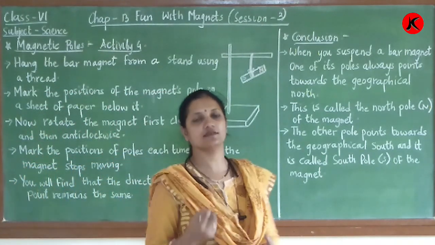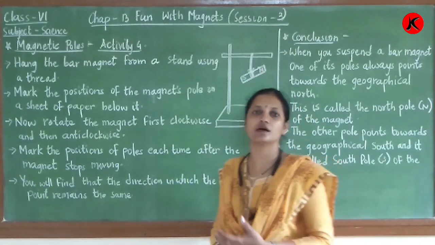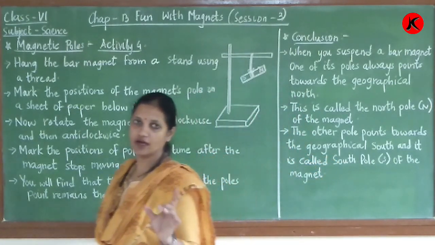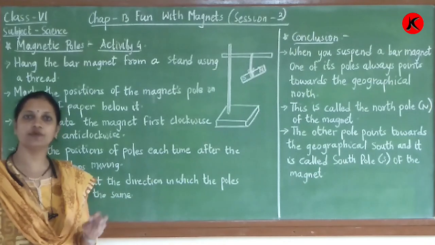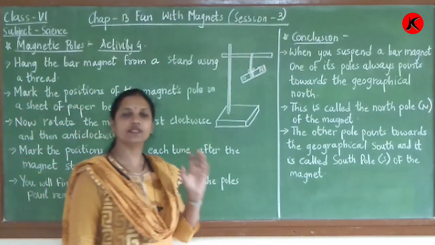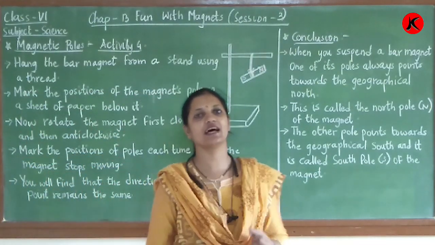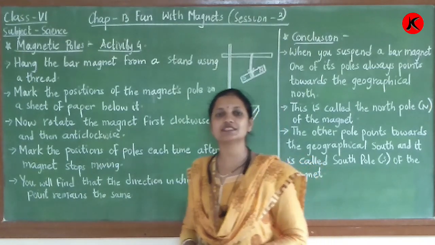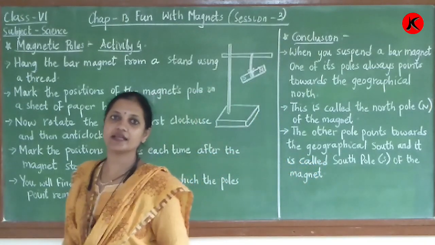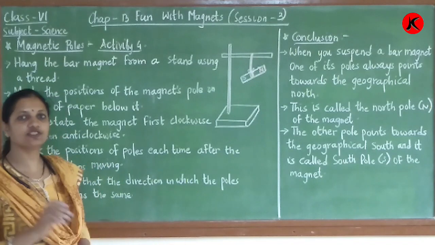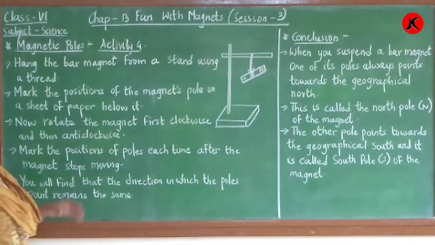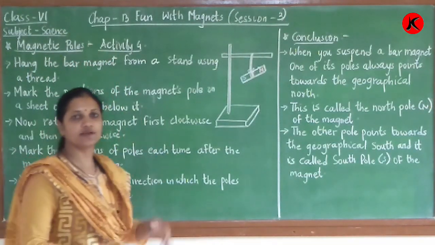A magnet attracts metals. We have learned about alnico, that is aluminium, nickel and cobalt, with which permanent magnets are built. Then we have seen some activities regarding fun with magnets. Today, children, we are going to learn more about magnetic poles, right?